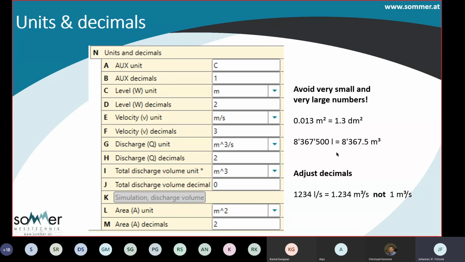And also, as we have seen above already, take some considerations when you adjust the decimal points. So if you change the unit, for example, from liters per second to cubic meters per second, make sure that you use 2 or 3 decimal places instead of 0. Because when you use 0 or just 1, you lose a lot of information and a lot of accuracy. So when you change a unit, consider also adapting the decimal places of these units.